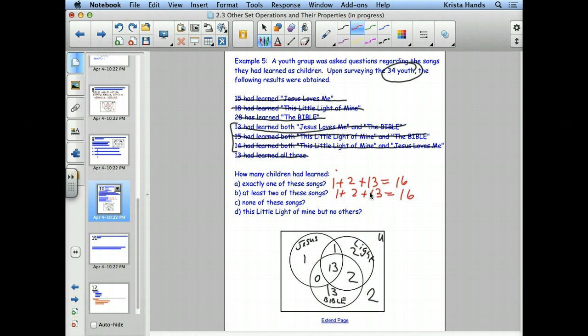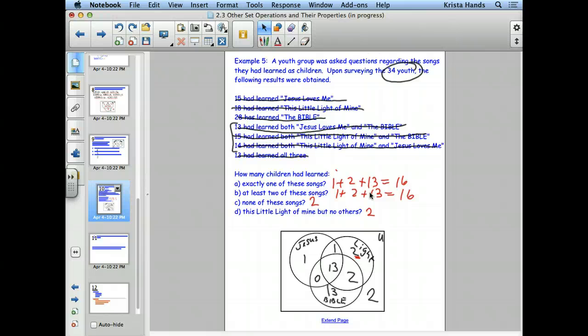How many had learned none of the songs? The 2 on the outside. And how many had learned This Little Light of Mine, but no others? 2. And that's the 2 that's on the outside right here. Right? Any questions on working through these pieces of information? The biggest thing to keep in mind is to remember that you don't just put the numbers that you're seeing into the picture. You have to do some adding and subtracting to figure out what goes into the picture.